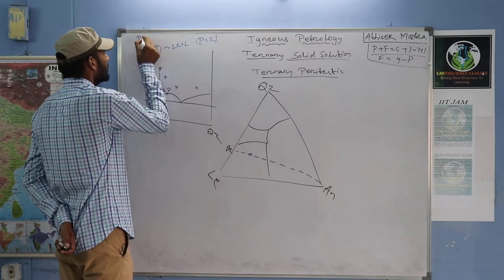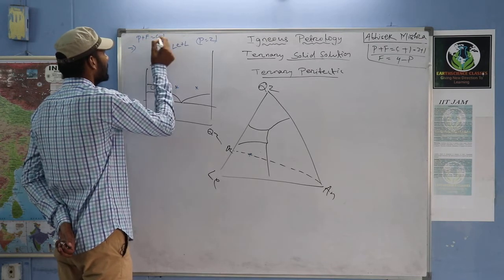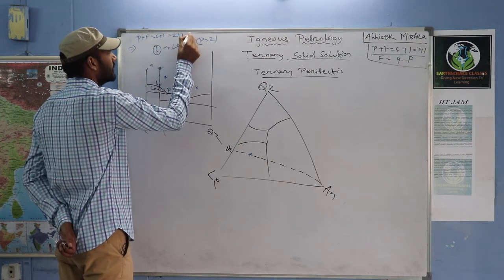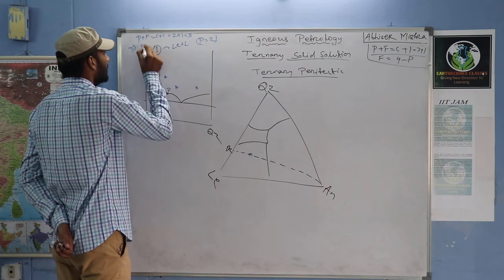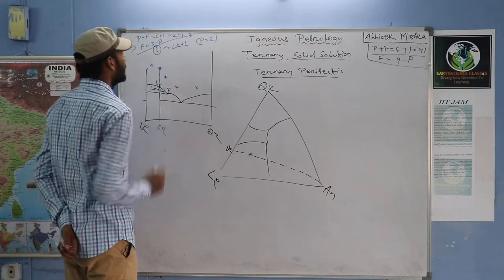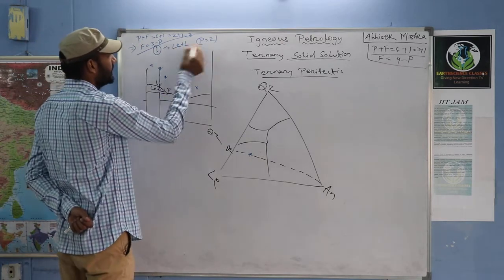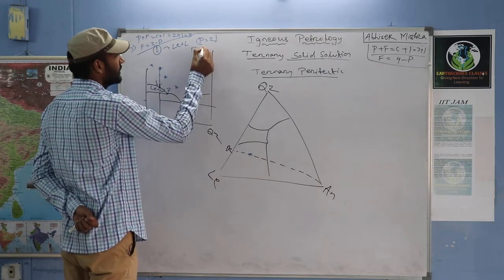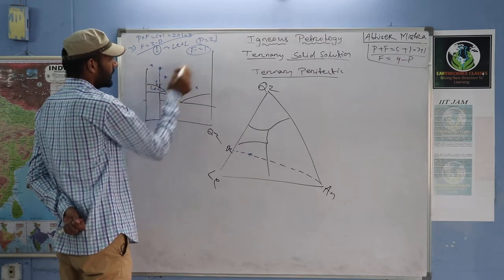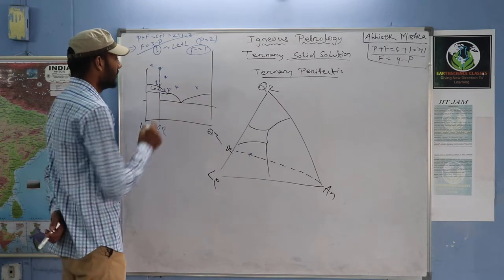So P plus F will be equal to C plus 1. So C is equal to 2. That means 2 plus 1, that is equal to 3. So degree of freedom is equal to 3 minus P. Here the number of phases is 2, so degree of freedom becomes 1. At point 1, degree of freedom becomes 1. So it will follow the curve and move towards point P.